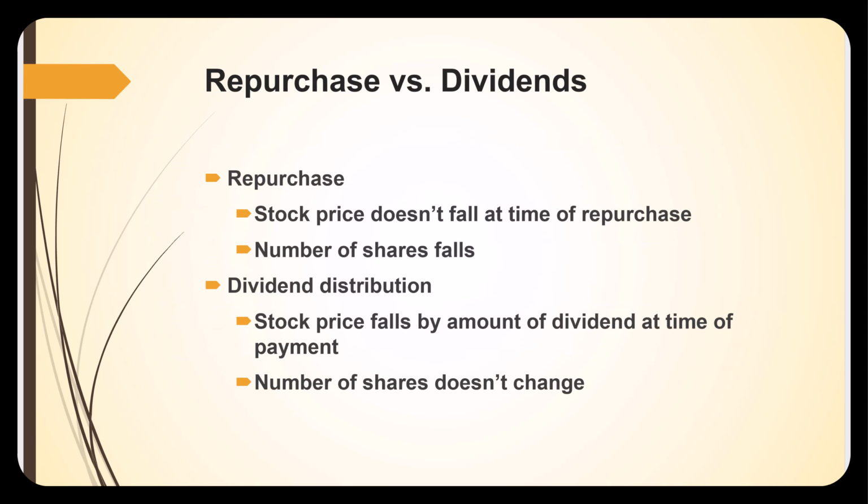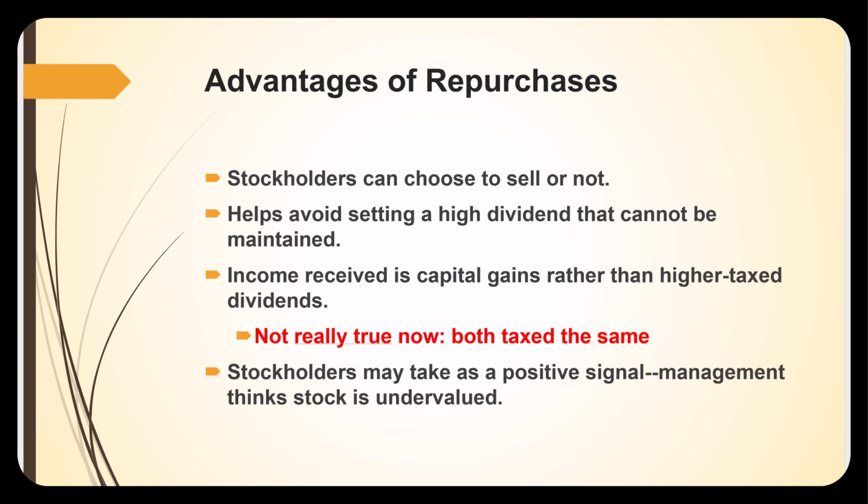So what's the difference between repurchases and dividends? In a repurchase, stock price doesn't fall at the time of the repurchase. The number of shares falls. For a dividend distribution, the stock price falls by the amount of dividend at the time of the payment, but the shares don't change. So what are the advantages of repurchases?